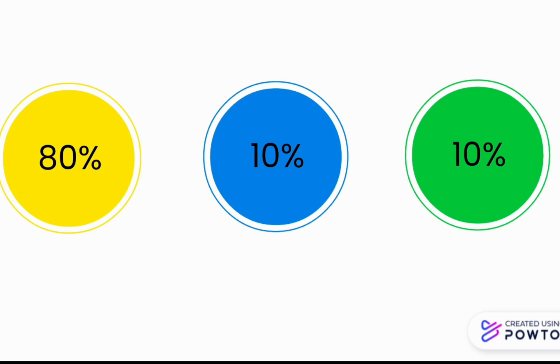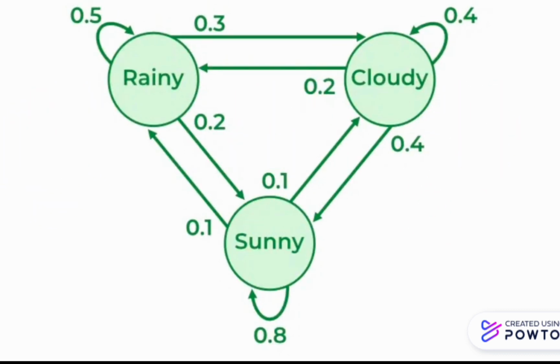Now let's talk about our example. Here we have three probabilities depending on the weather. The yellow circle represents that if today it's sunny, tomorrow will also be a sunny day. The blue circle represents that if today it's a sunny day, tomorrow will be a cloudy day. And the green circle represents that if today it's a sunny day, tomorrow will be a rainy day. This can be better represented in a diagram, such as the one that we have here.